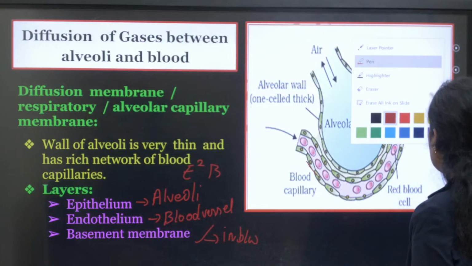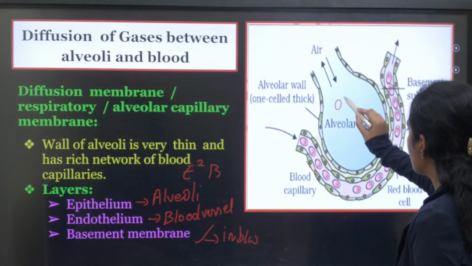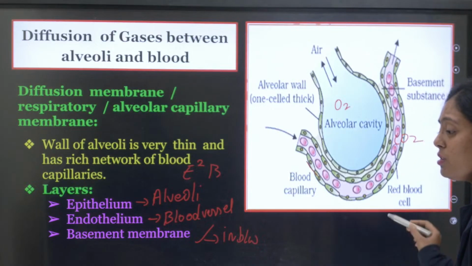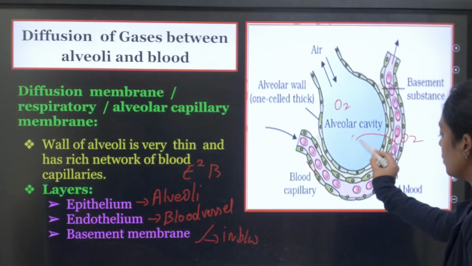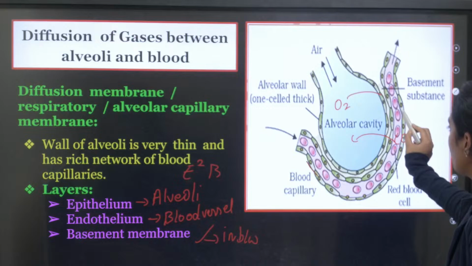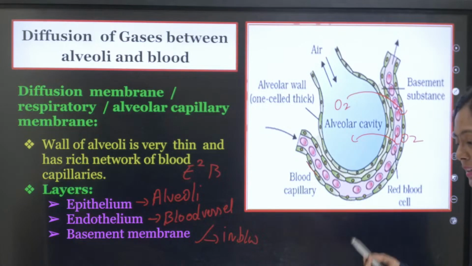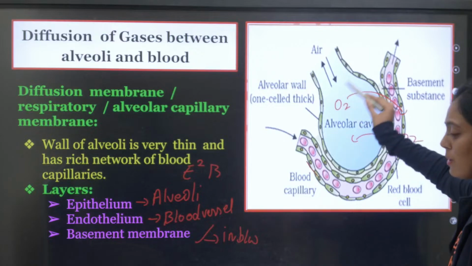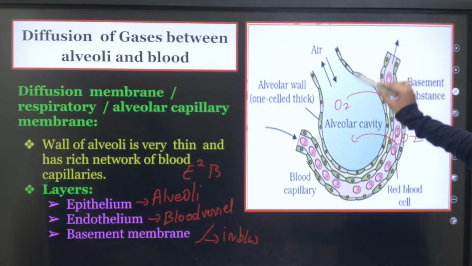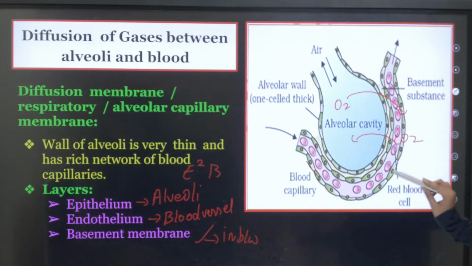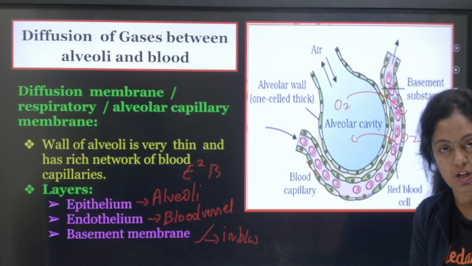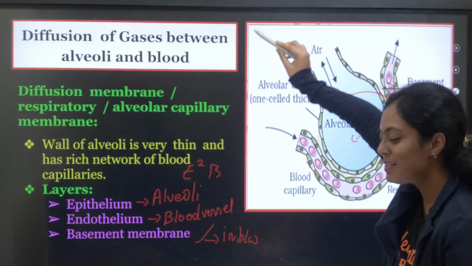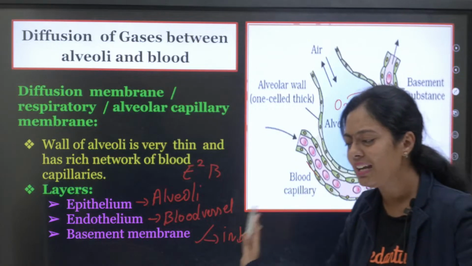So what happens now? Very easy. Here oxygen is high, and here carbon dioxide is high. Correct? So carbon dioxide will move from here to here, and oxygen will move from here to here. That's it. Very easy. Here the oxygen partial pressure is high, so oxygen will move from the alveoli into the blood vessel. Here the carbon dioxide partial pressure is high, so it will move into the alveoli and that will move outside. That's it. You can remember it very easily.